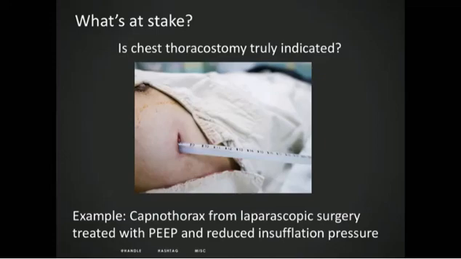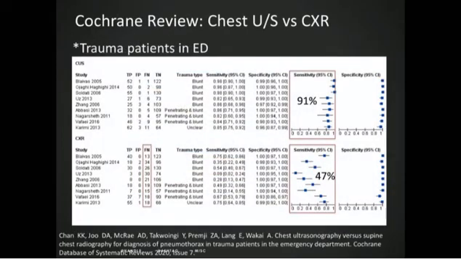So you can see that we're looking at trying to diagnose pneumothoraces with a good amount of sensitivity and a good amount of specificity. So getting into our first set of studies, a Cochrane review was published in 2020 looking at the ability to diagnose pneumothoraces with chest ultrasound versus chest x-ray in the trauma bay. And there have been multiple other studies done in other situations, but they all have similar results.